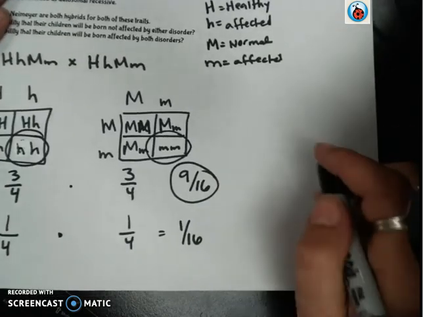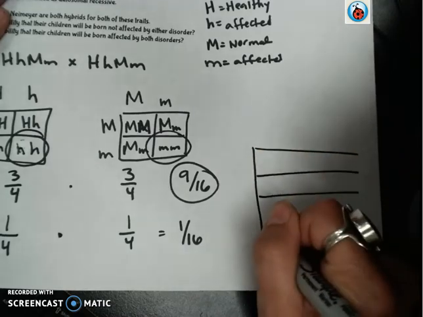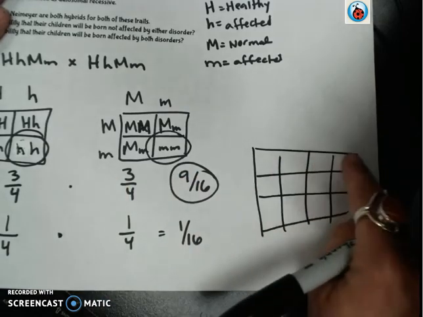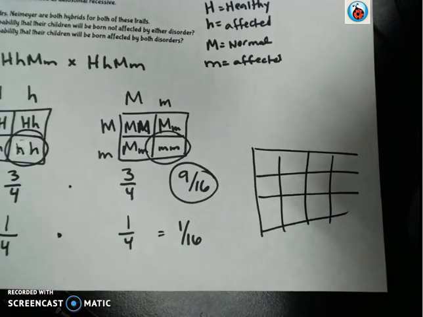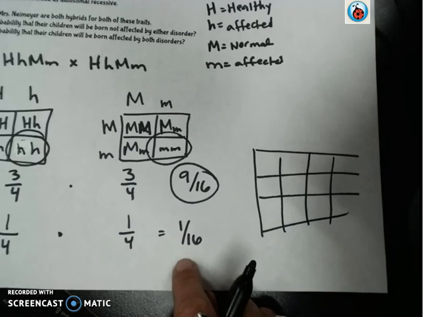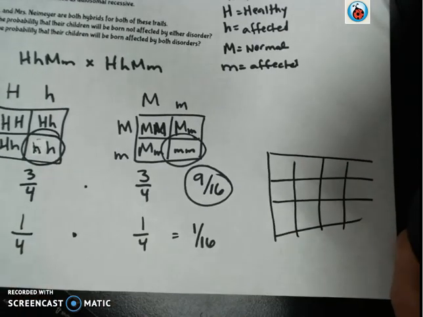Now, if you wanted to double check this, you could set up your dihybrid cross. And what you would find when you count is that there are 9 boxes showing the dominant alleles for both of these traits. And there's 1 out of 16 boxes that has both traits being recessive. Okay, good job, guys.